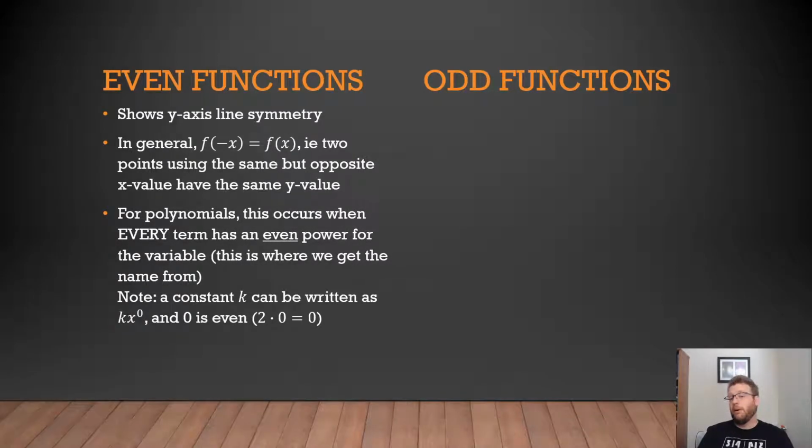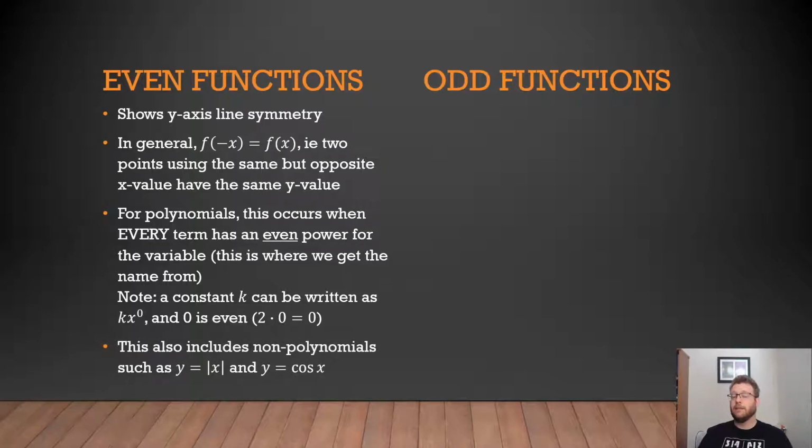So again, for a polynomial, every single term has an even power for the variable. And again, constants do count as even powers of variables. And this includes non-polynomial functions such as the absolute value of x and cosine of x.